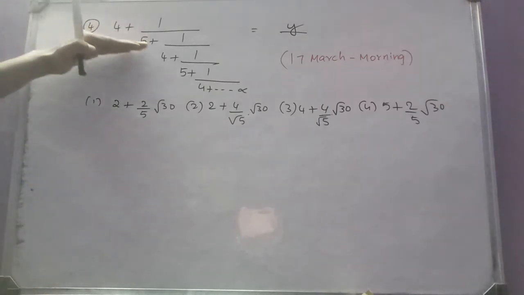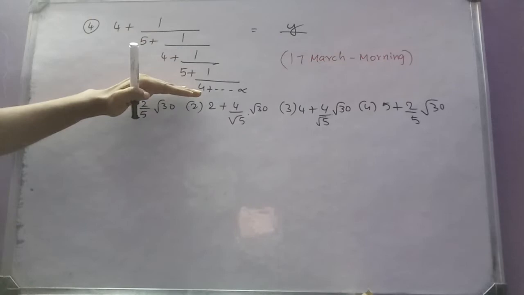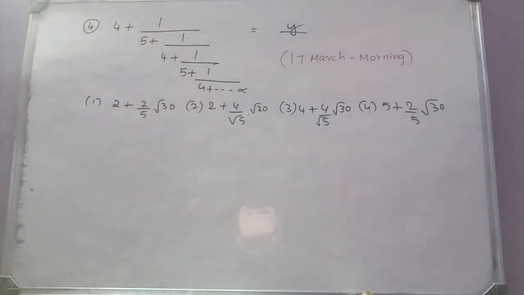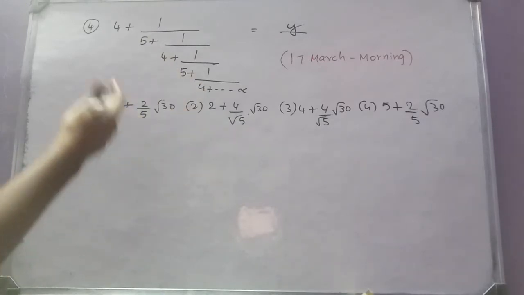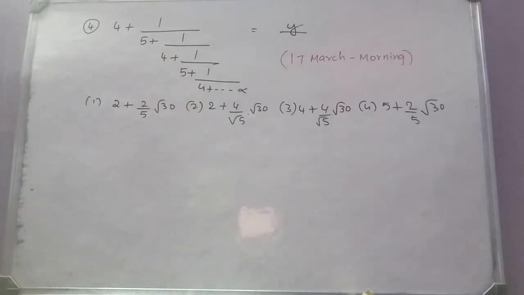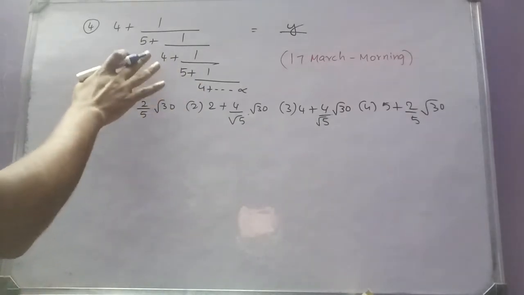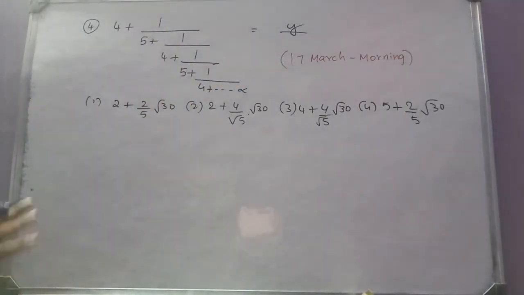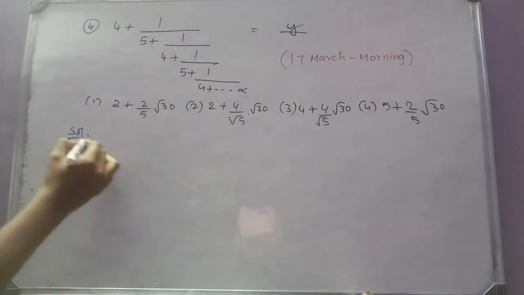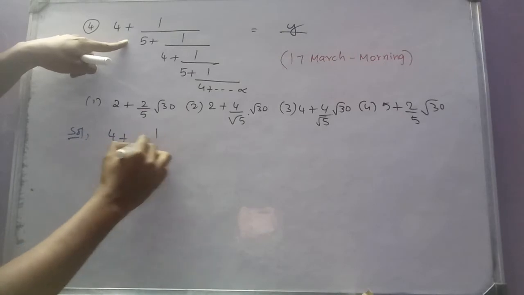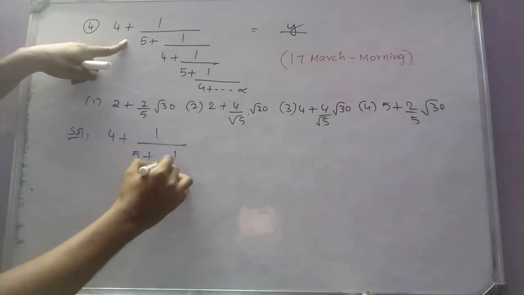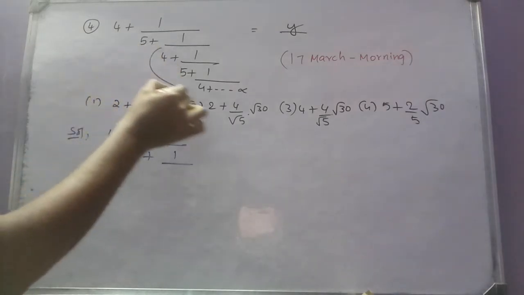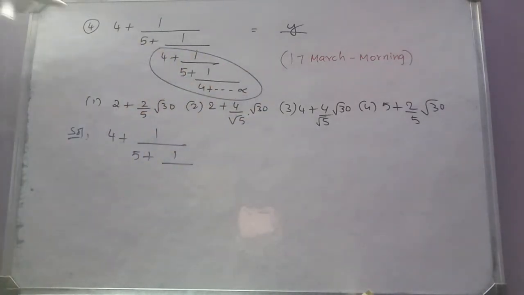Whenever you find these kinds of repeated things, up to infinity, you can take it like this: 4 plus 1 by 5 plus 1 by 4 plus 1 by 5 plus 1 by, the same thing is repeating itself. So whenever these kinds of things come, we can equate it to y. And then I'll write the question again. What is it? 4 plus 1 by 5 plus 1 by, and this entire thing is nothing but our question again.